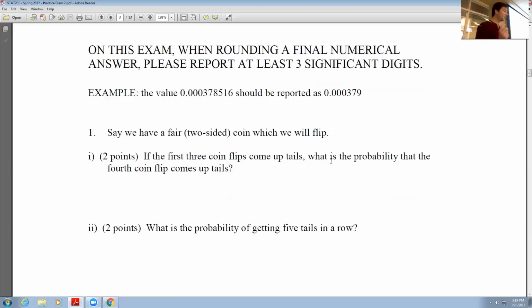So we have a fair two-sided coin, to which I do not have one on me today. Does anyone have a two-sided coin? Two-sided coin. We shall find one.